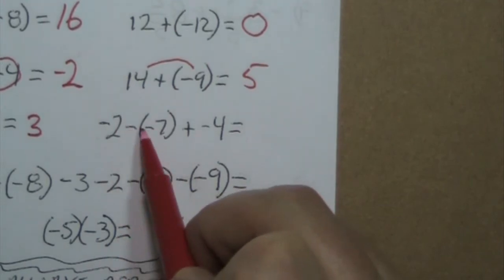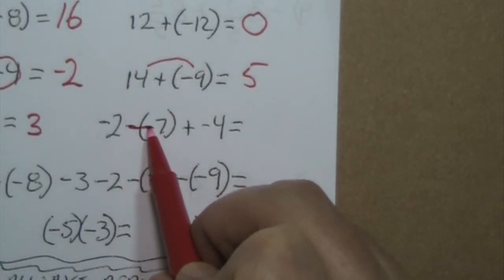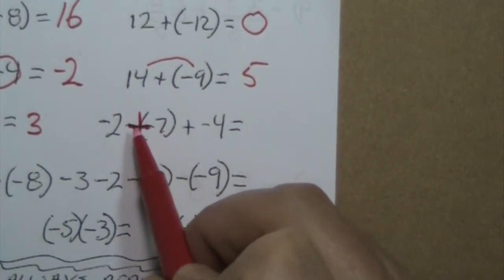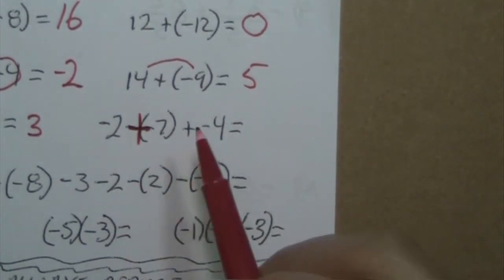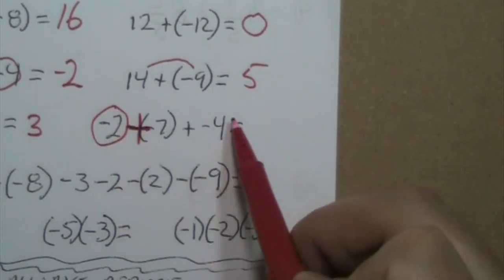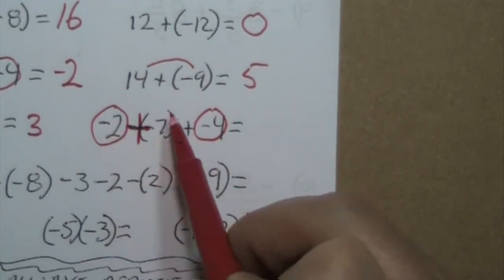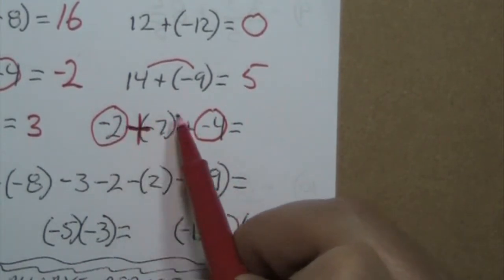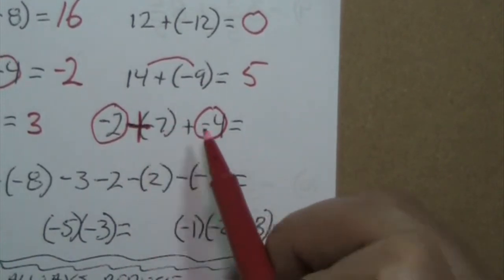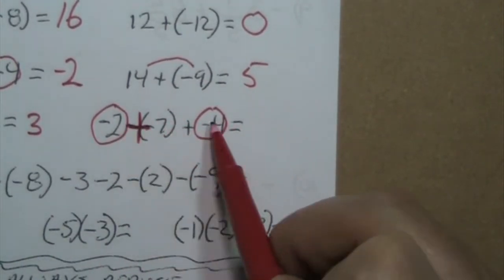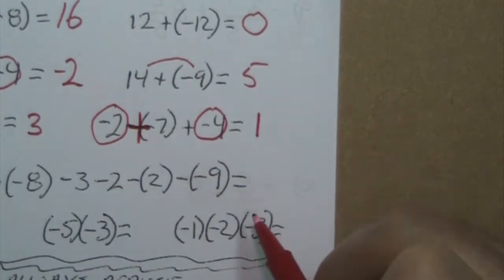Okay, here's a double negative. So you just add the opposite. Additive inverse. And notice that I have negative 2 and negative 4. That's 6 negatives. 7 positives and 6 negatives. There's more positives. My answer is positive. 7 take away 6 is 1.